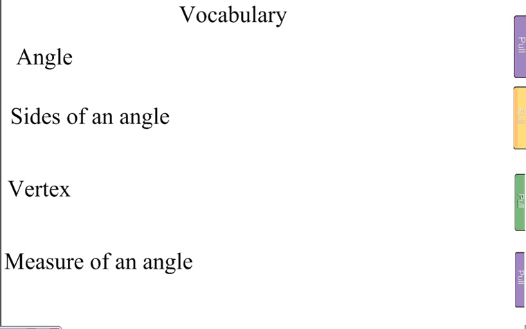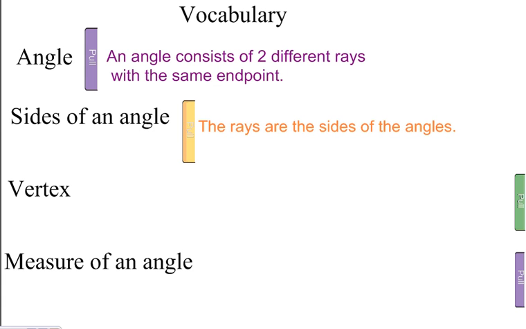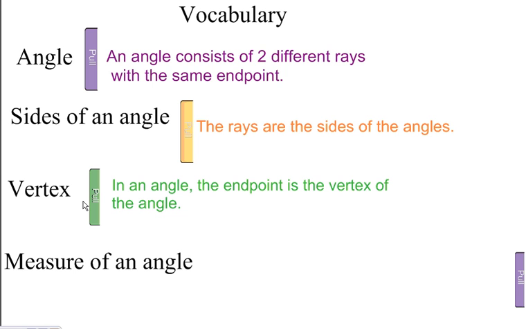Okay, again, we're going to begin with vocabulary because vocabulary is so very important. So let's talk about angles. An angle consists of two different rays with the same endpoint. We all know what angles are. That's the official definition. The sides of an angle are those rays. The vertex of the angle is the endpoint of those two rays, that common endpoint. It's the intersection, essentially, of the two rays. And we know that the intersection of two lines, two segments, or two rays is always a point.